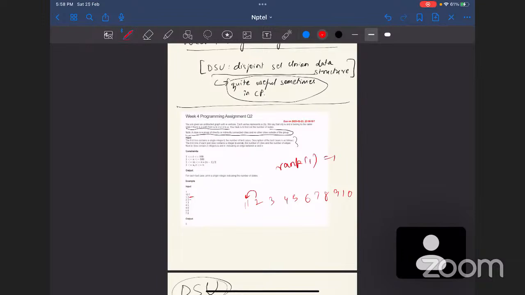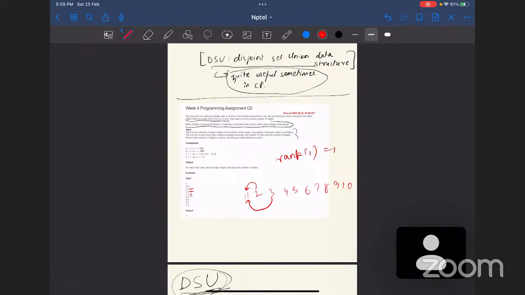Now if we see 2 and 3, the parent of 2 is 1, the parent of 3 is 3, and the rank of 1 is more than the rank of 3. So again, 1 will be assigned as the parent of 3. Now we have 1, 3. What is the parent of 1? It is 1. What is the parent of 3? It is 1. So both the parents are the same, so we will not do anything.